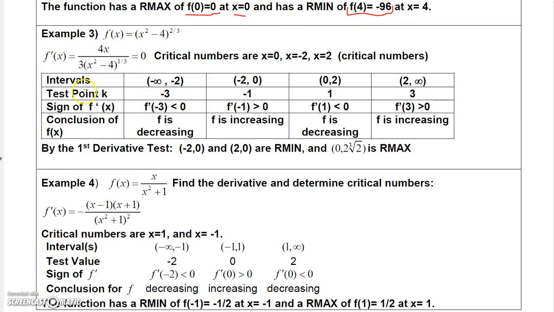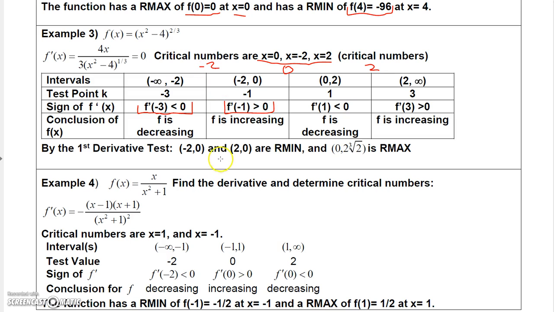Alright, here's another one, (x squared minus 4) to the 2/3. When we take the derivative and find the critical numbers, we found 3 critical numbers, 0, -2, and 2. So this vertical line represents -2, this vertical line represents 0, and this vertical line represents 2. So to the left of -2, if you test a number left of -2, you find that the derivative is negative. If you test a number to the right of -2, you find that the derivative is positive. Since the derivative is negative to the left of the critical number -2 and positive to the right, then we get a relative minimum at -2.